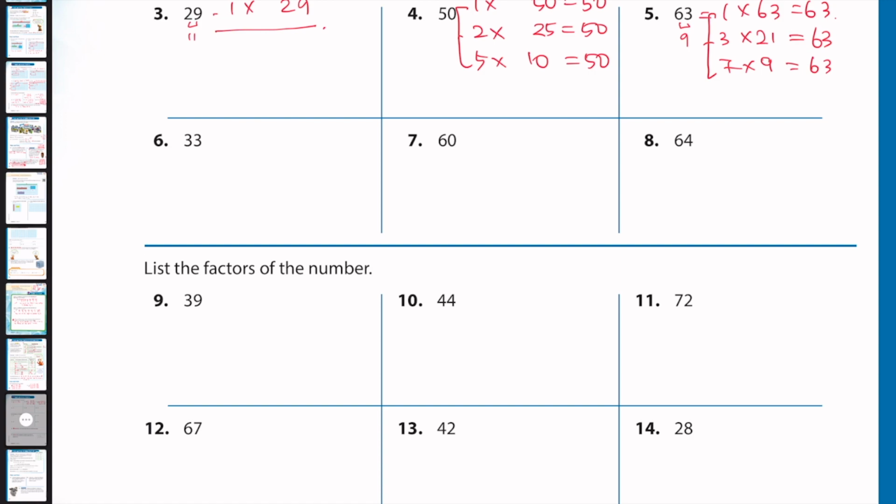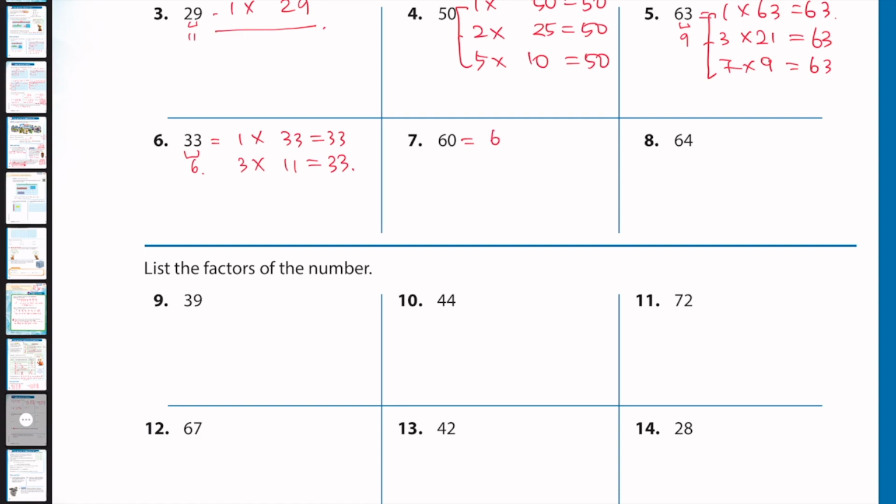Okay, now 33. 1 times 33 is 33. And we know 2 can't be. And 3, this sum is what? 6, which is divisible by 3, which is 3 times 11 is 33. I think that's it. No more. Can't be 4, 5, 6. Okay? All right, now 6 is what? Always divisible by 6, but it has to be an even number.